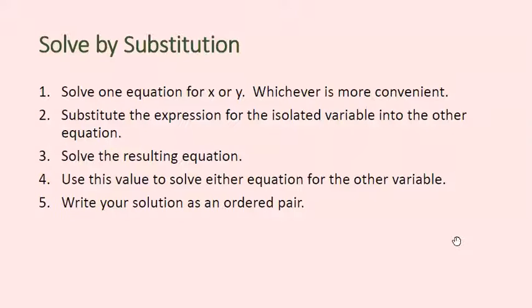Then you're going to substitute the expression for the isolated variable into the other equation. So once you have x equals or y equals, whatever's on the other side goes into the other equation. Solve whatever equation you have, and then use that value to solve either of the original equations for the other missing variable, and then write your solution as an ordered pair.